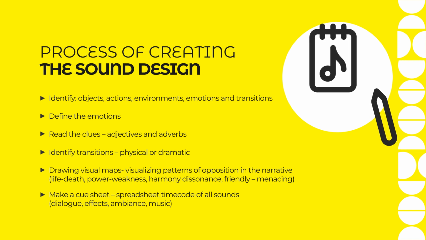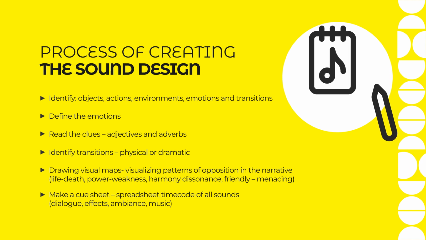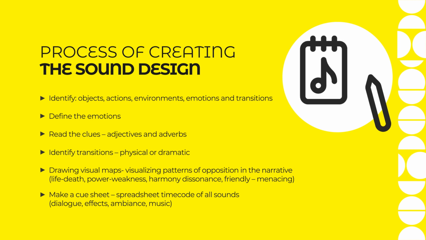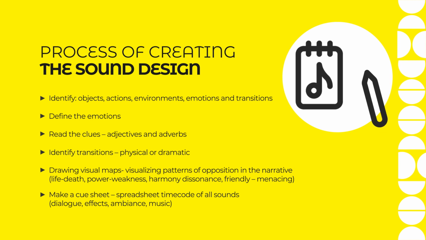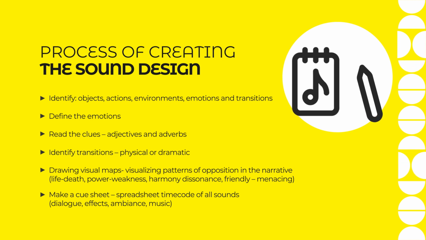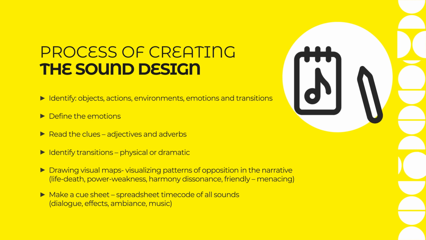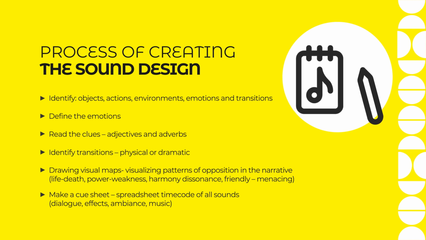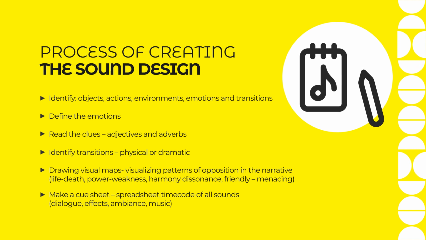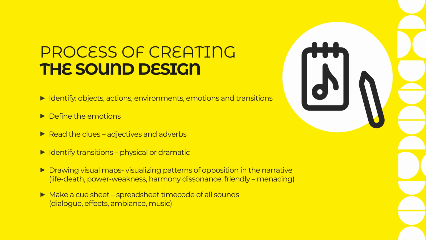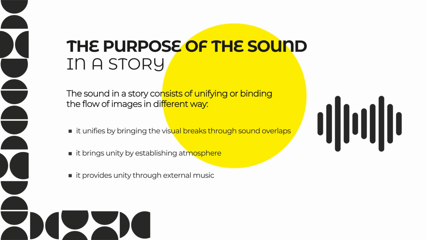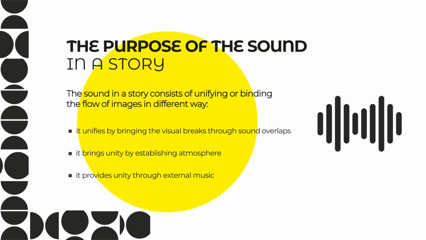It's also very important to be able to identify transitions, natural or dramatic. We should draw a visual map, visualizing contrasting patterns in the narrative: life, death, strength, weakness, harmonious, disaccord, friendly, threatening. Many times it's very useful to create a cue sheet, a spreadsheet with time code of all sounds, dialogue, effects, ambience, music.